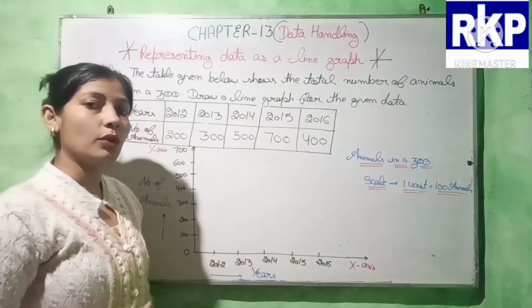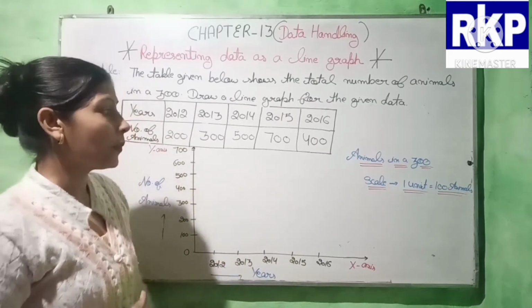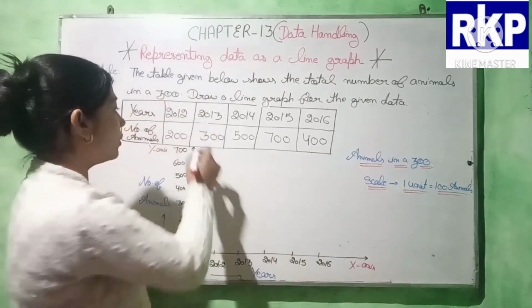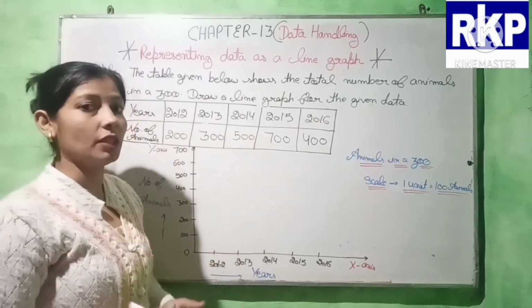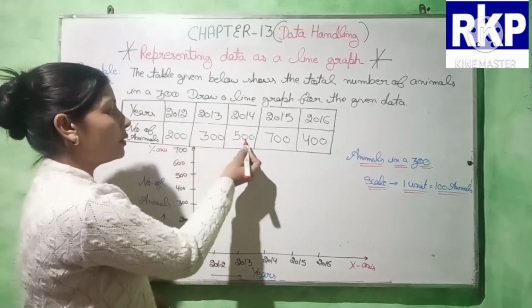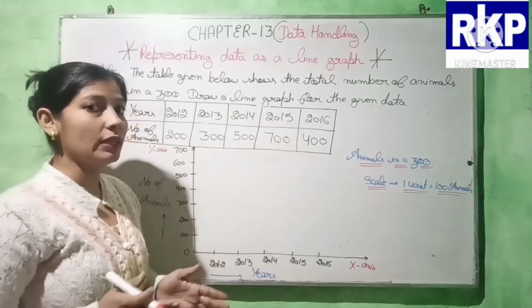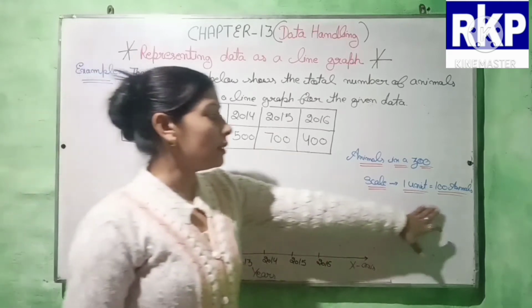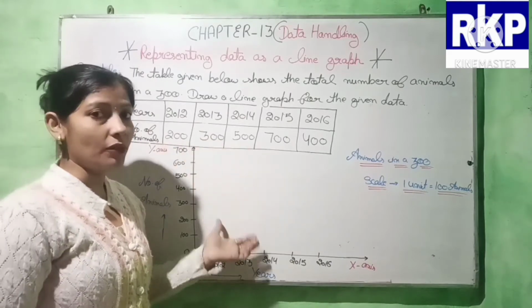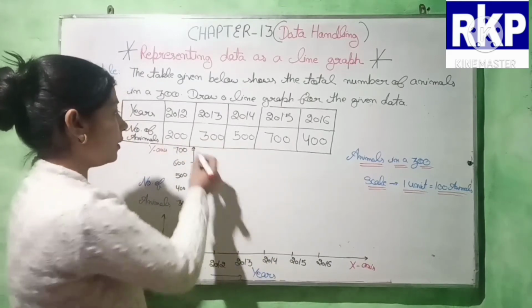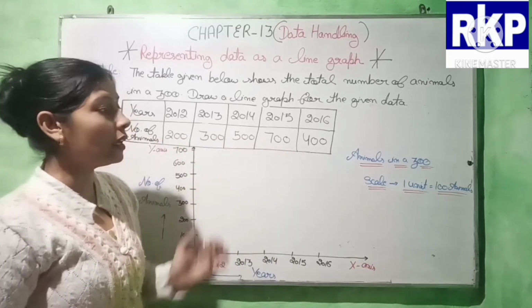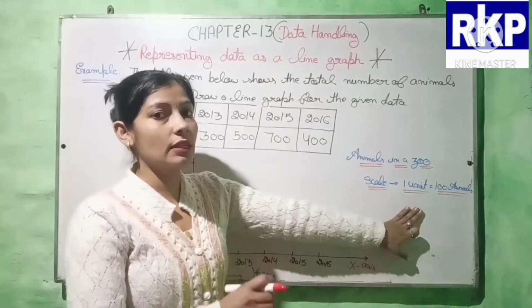And now the second important thing is scale. So what is the scale, beta? Scale हमें किसके according लेना है? जो हमारा data है, given data है, ठीक है, उसके according ही हमें scale का choose करना है. So here we have 200, 300, 500, 700, 400. If we take 1 unit is equal to 100 animals, then we can represent this data in this line graph very easily. But if here we have 20, 30, 50, 70, 40, then we cannot use this scale.